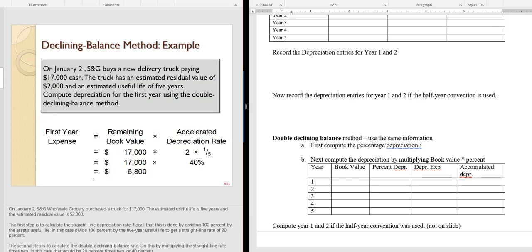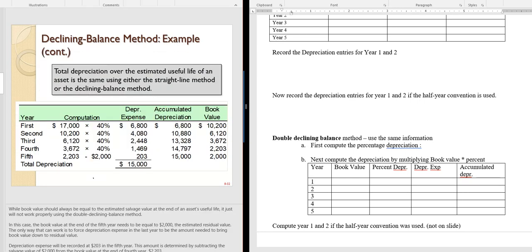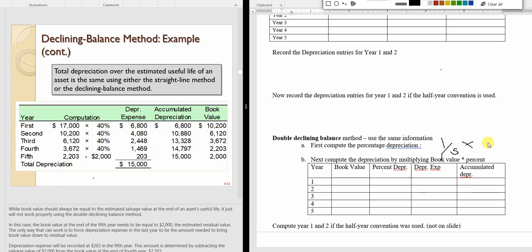I'm going to skip this one because I've redone one that looks more like mine. Okay, so I first compute the depreciation percentage. The depreciation percentage is 1 divided by the life in years. In this particular case, my life was 5 years, I believe. You can scroll up or look at your paper because you should have it in front of you. 1 divided by life, and it's double declining, so times 2. 1 divided by 5 is 20%, times 2 is 40%. So I am taking a 40% depreciation rate.